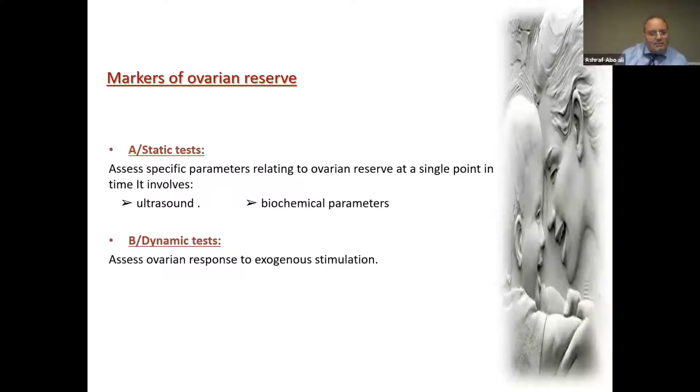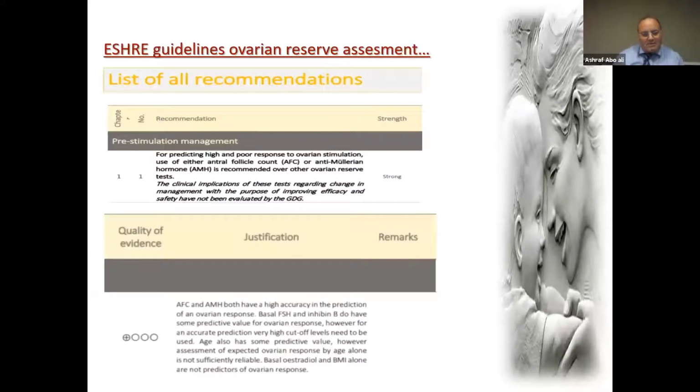The markers of ovarian reserve, as we all know, are static tests and dynamic tests. But today we are speaking about ultrasound, and so we will concentrate on the antral follicle count. To cut it short, this is the latest ESHRE guideline for ovarian stimulation, which documented that for pre-stimulation management for predicting high and poor response to ovarian stimulation, we should use either antral follicle count or anti-Mullerian hormone. So you can use antral follicle count by ultrasound or anti-Mullerian hormone, and both of them are recommended over the other ovarian reserve tests. The clinical implication of these tests, regardless of the change in the management with the purpose of improving efficiency and safety, has not been evaluated yet.